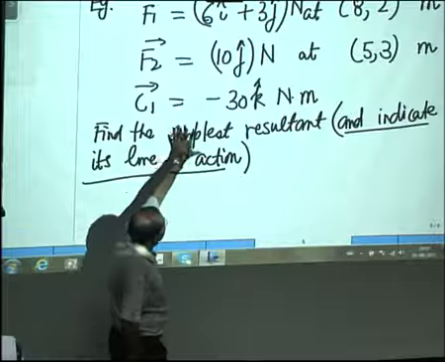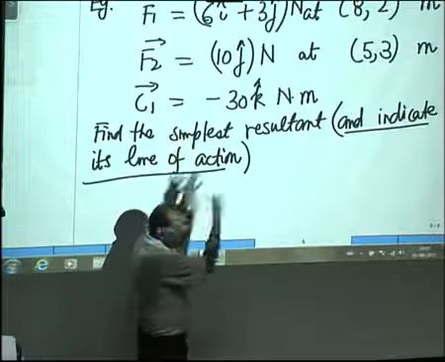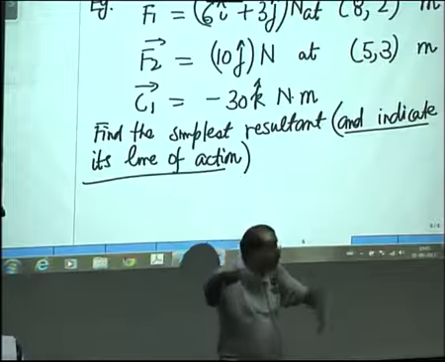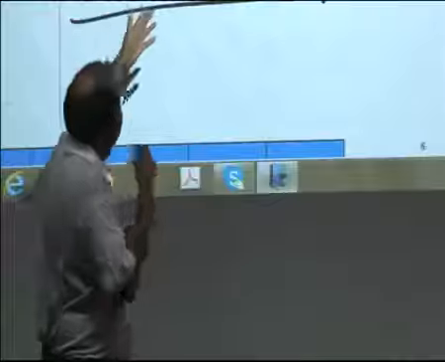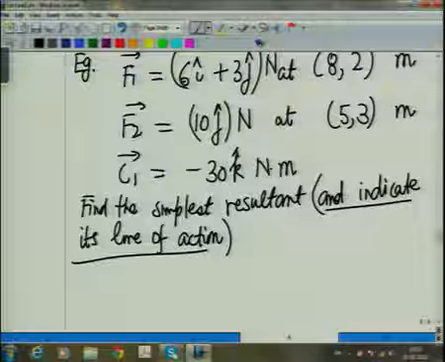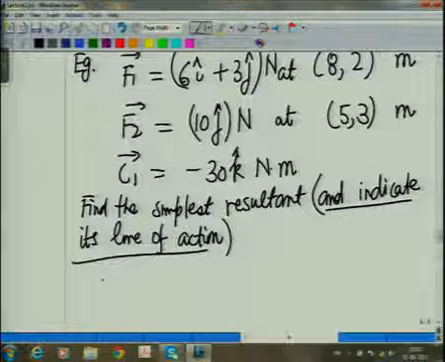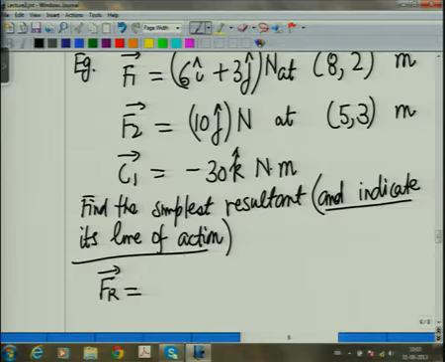Or the second type of problem could be: find the equivalent force system at point 1, 2. That would be another problem, a different type. But here, when we ask for the simplest resultant, the first thing to do is let us try to find out what Fr is in the simplest resultant. We first try to work out what is Fr.